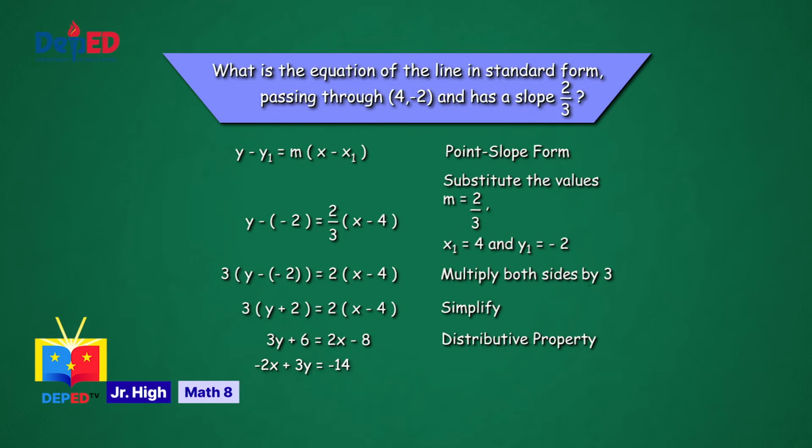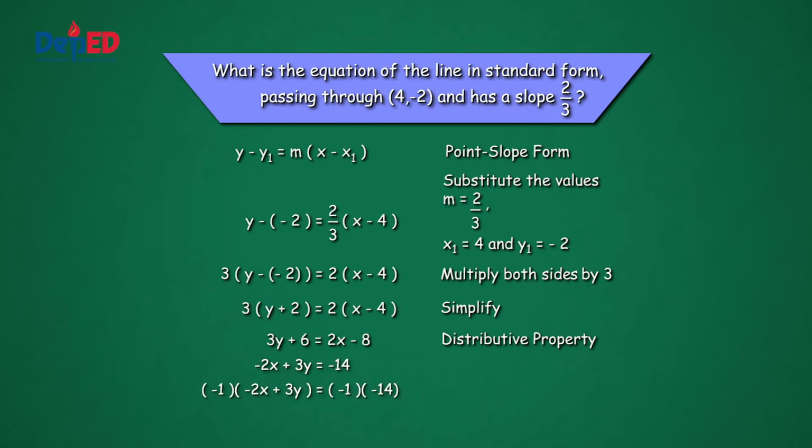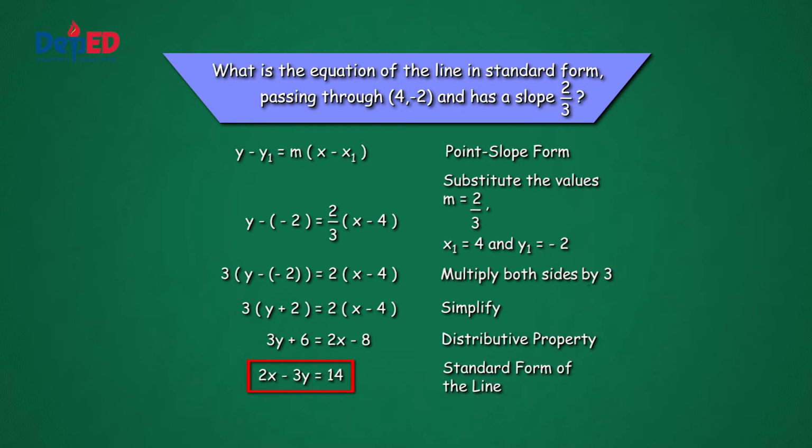Furthermore, we can make the leading term positive by multiplying both sides of the equation by -1. So the line passing through 4, -2 and has a slope of 2/3 is represented by the equation 2x minus 3y equals 14.